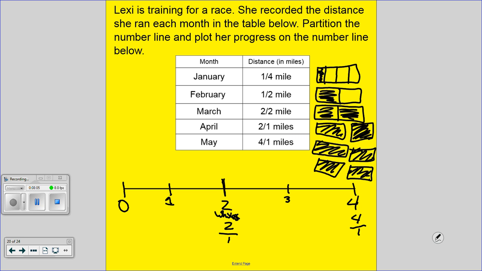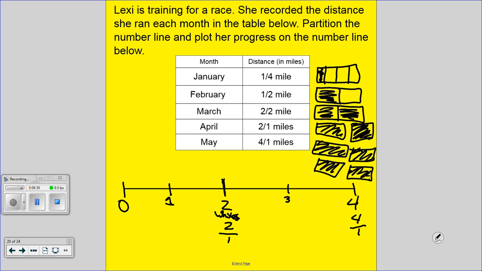It goes 0, 1, 2, 3, 4. Oh, the whole numbers. This is just regular whole numbers. 0, 1, 2, 3, 4. If I am going to put May, where would May go on my number line? I want to put May's distance. Where is that going to go on my number line? Tajir? It's going to go on the end where the 4 is.